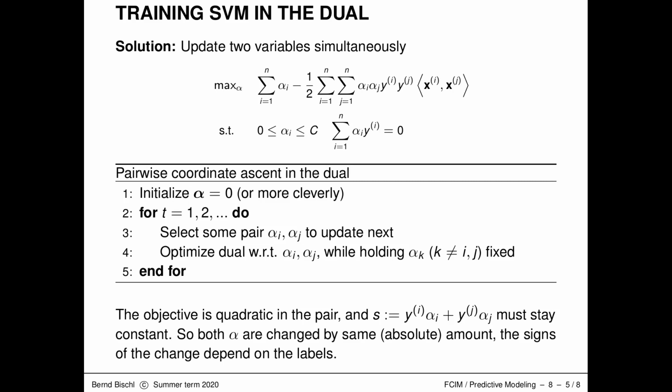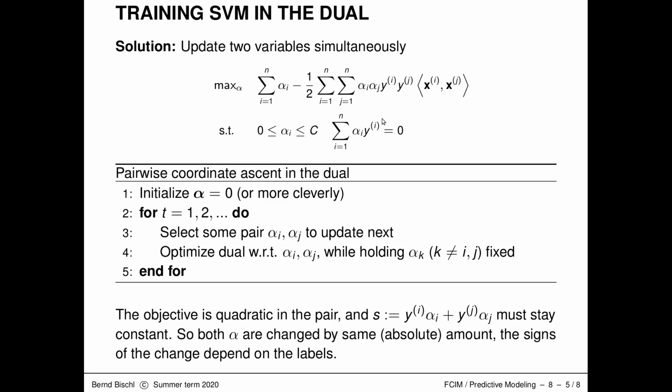And now in every iteration of the optimization, I will pick a certain pair, alpha i and alpha j. So two dual variables, and these I want to update. All of the other variables I'm going to keep fixed as they currently are. And I will now optimize this dual problem only with respect to these two variables, alpha i and alpha j, while not changing anything else. So let's think a little bit about whether that's possible, how hard that is, and what the implications are.